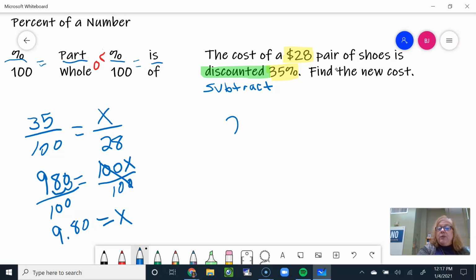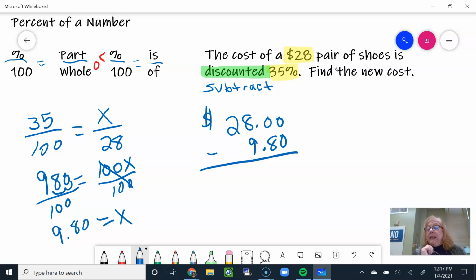Our original price was $28, and we need to subtract $9.80. You guys know I added my zeros so they could be placeholders to help me subtract, okay? So 0 minus 0 equals 0. I can't take 8 from 0, so I have to regroup. This becomes 7, and this becomes 10. Because I'm borrowing, I'm regrouping 10 from over here. So 10 minus 8 equals 2.